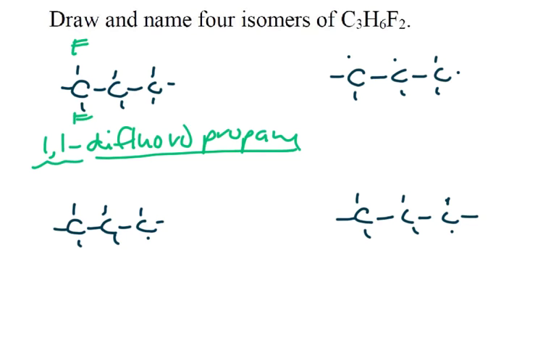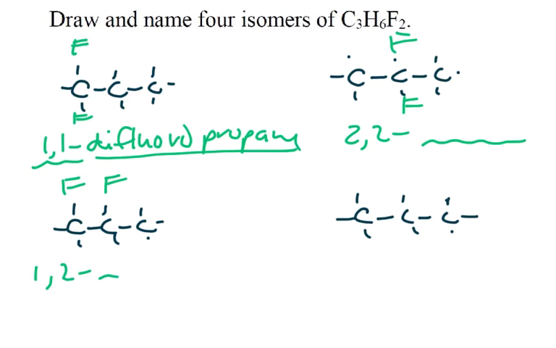Now the difluoropropane is going to be the same for all of these. The only part that's going to be different are those numbers. So we could do a different one. We could put them on 2 and 2. So that'd be called 2,2-difluoropropane. We could put 1 and 2. So 1,2-difluoropropane. And we could put them on 1 and 3.